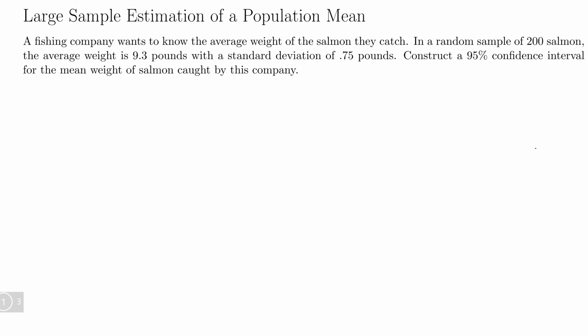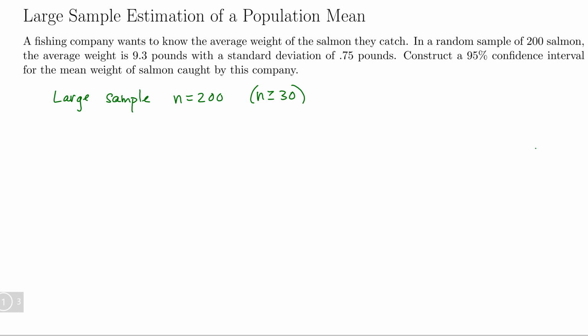A fishing company wants to know the average weight of the salmon they catch. In a random sample of 200 salmon, the average weight is 9.3 pounds with a standard deviation of 0.75 pounds. Construct a 95% confidence interval for the mean weight of salmon caught by this company. So this is a large sample, since the sample size is 200, and that sample size is greater than or equal to 30. Any sample size greater than or equal to 30 will mean you're dealing with a large sample and you can use the normal distribution, which means you can use a z-score.